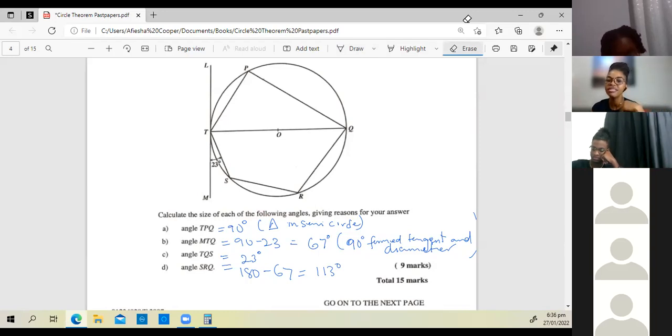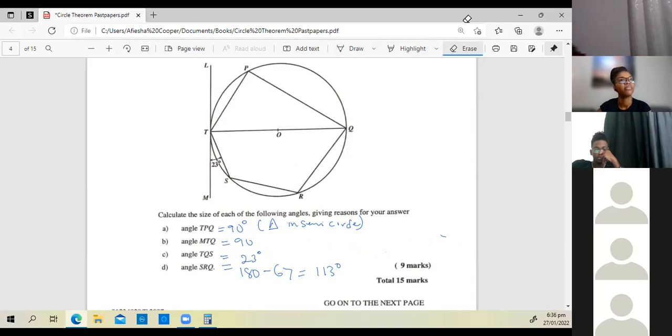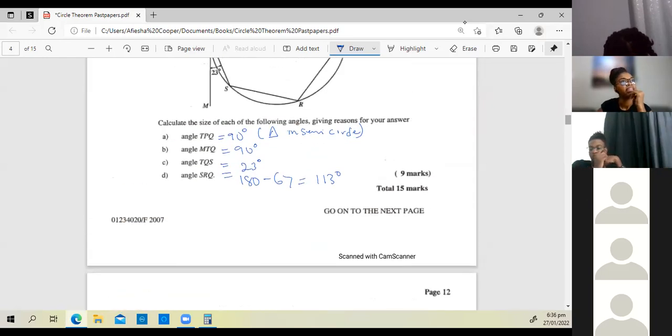Correct, MTQ is 90 degrees. I did STQ. Excellent. The reasoning is still the same. So it's going to be 90 degrees, the tangent and the diameter. Nice. Anything else for this question, or are we good? Yes, sir. Okay.